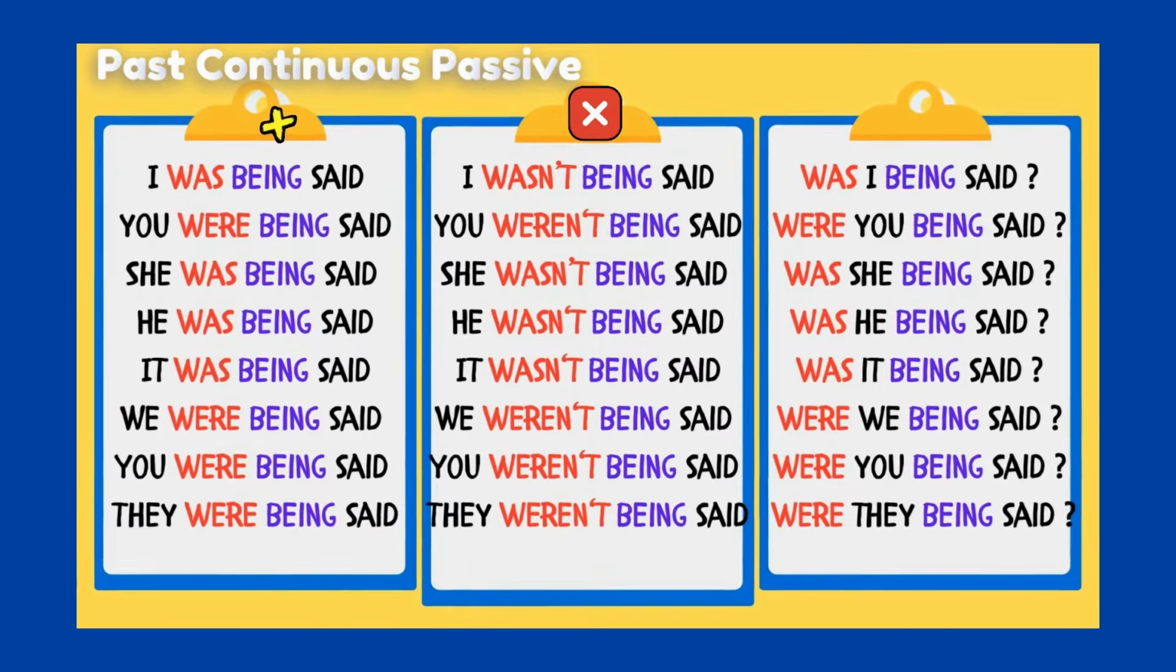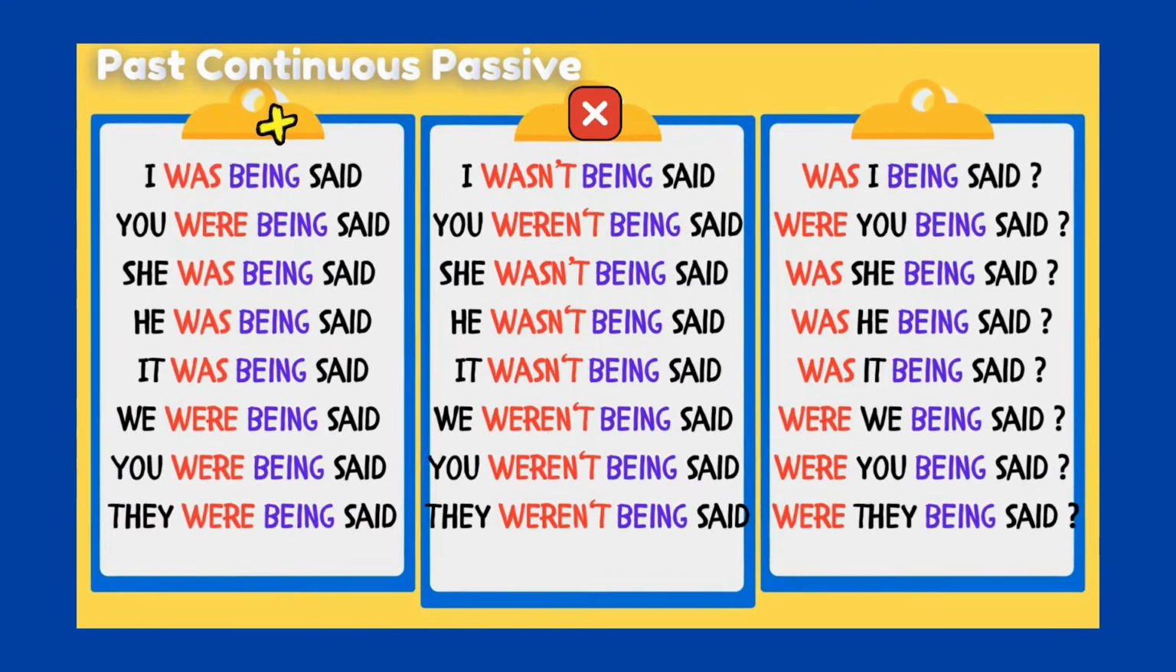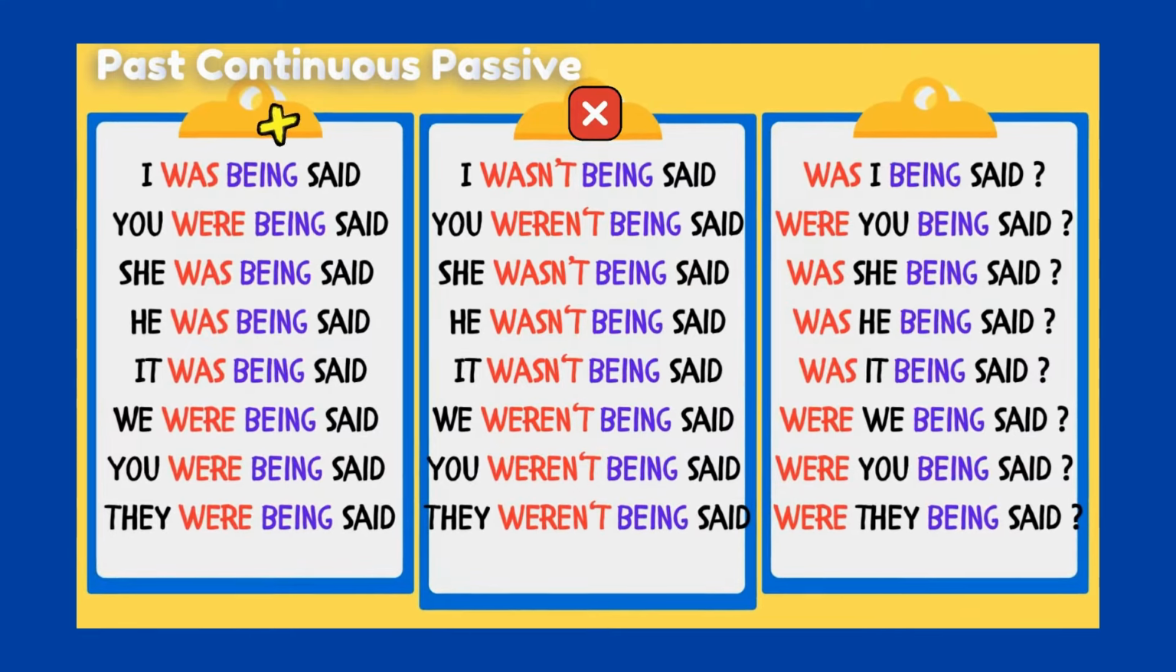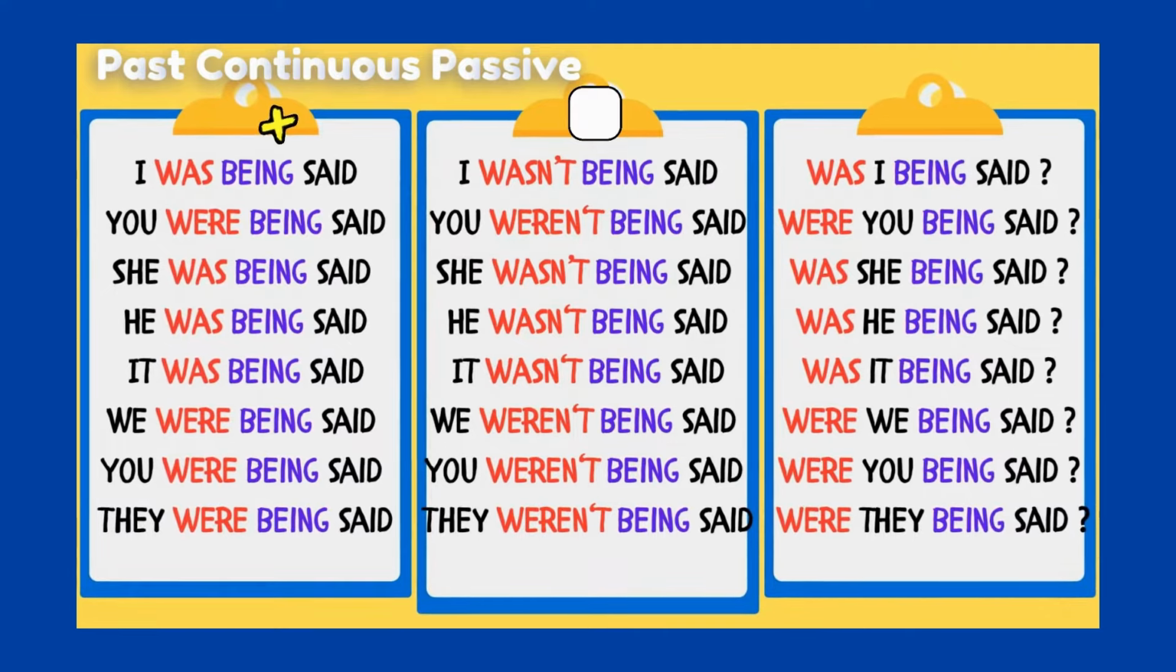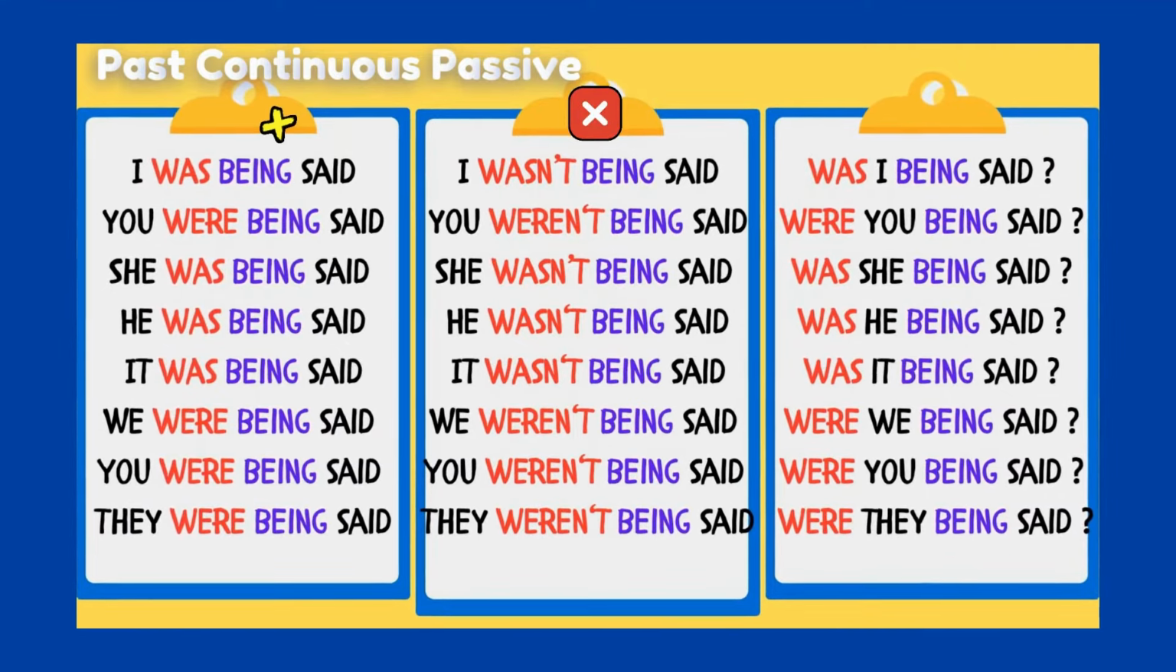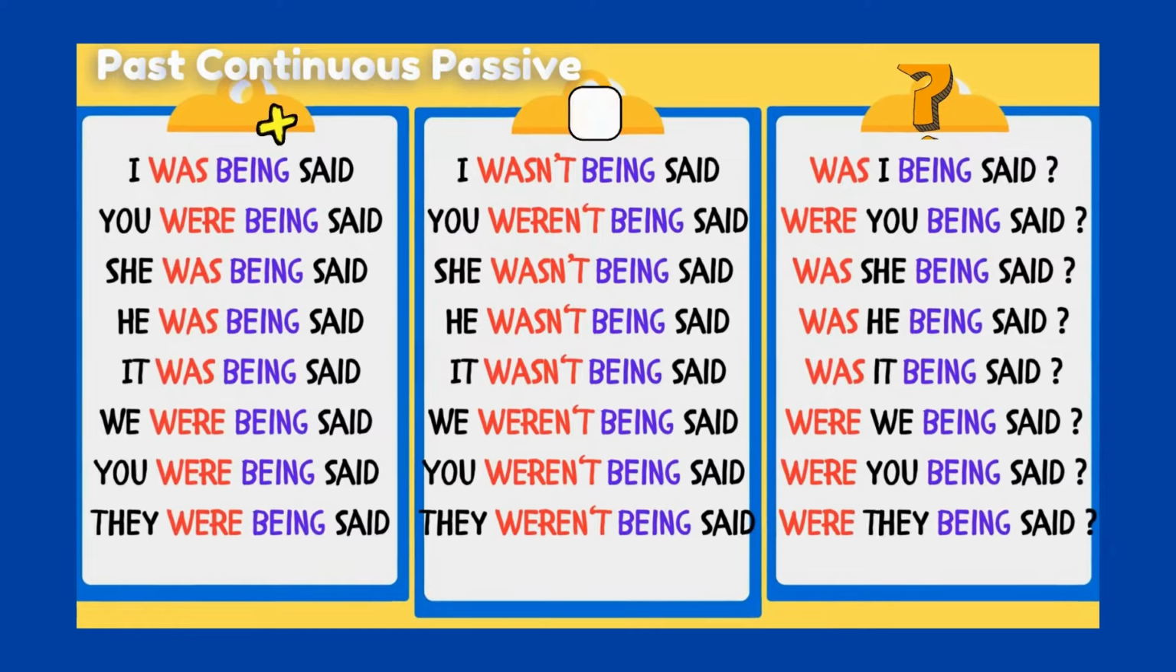In negative sentences, I wasn't being said. You weren't being said. She wasn't being said. He wasn't being said. It wasn't being said. We weren't being said. You weren't being said. They weren't being said.